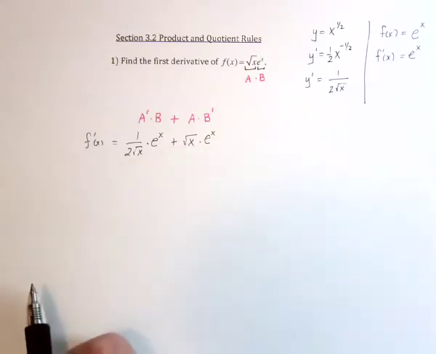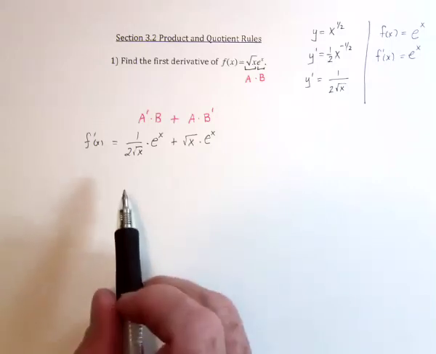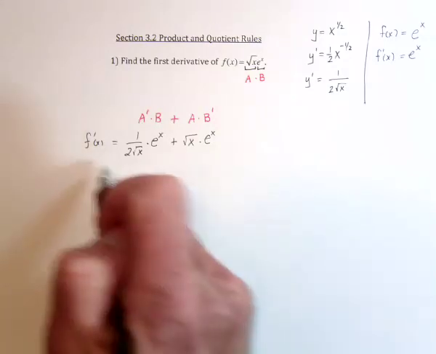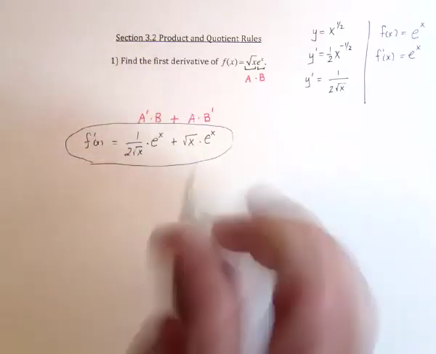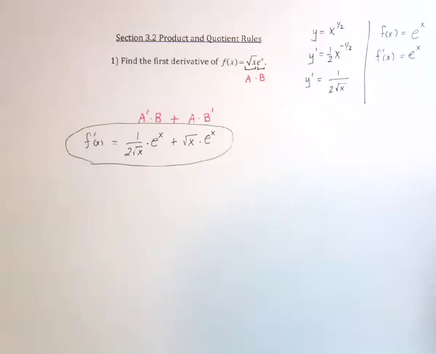There isn't really any way to combine it. You could factor out an e to the x if you want, but you don't really need to unless someone said, set this equal to 0 and solve for x. And by the way, it's okay to leave the radical x in the denominator, just don't leave negative exponents.